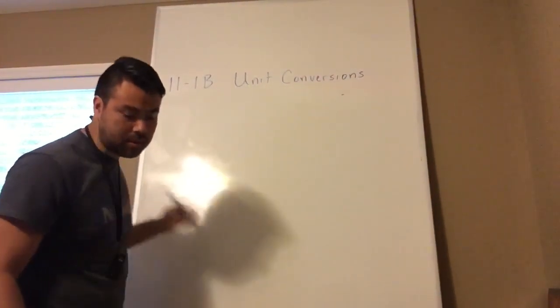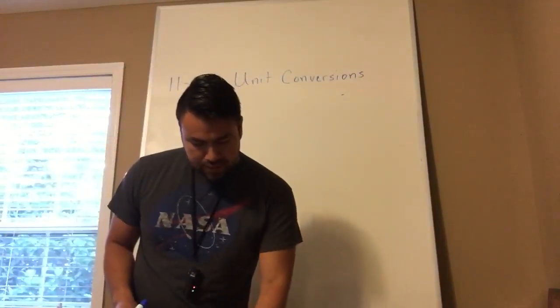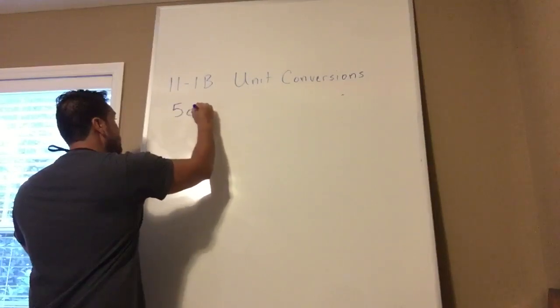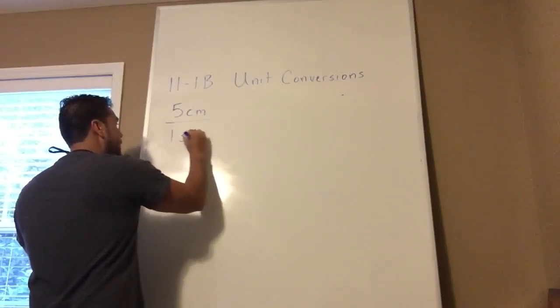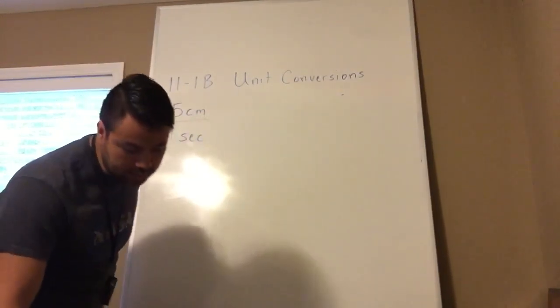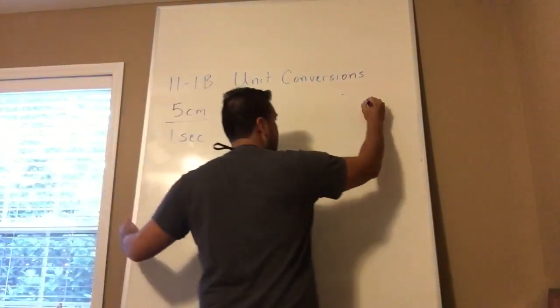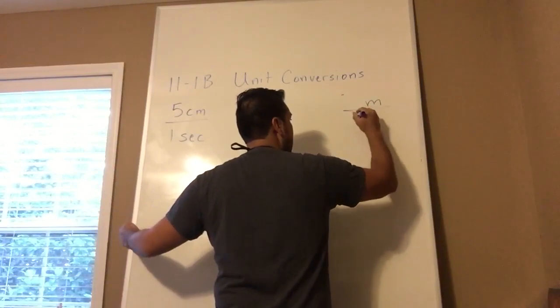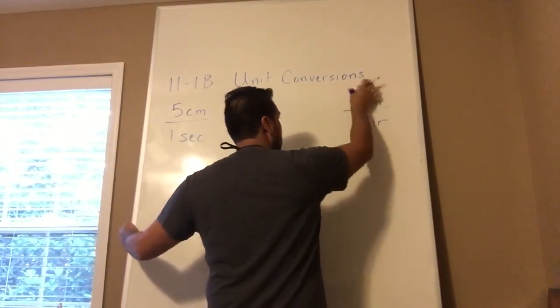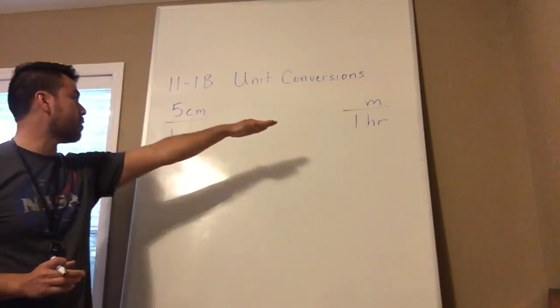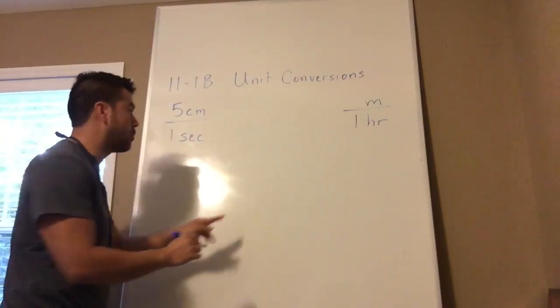All right, this time I'm going to convert 5 centimeters per second. So 5 centimeters per 1 second. And I'm going to end up converting that to meters per hour. I want to get meters per 1 hour. Okay, so I don't know how many meters, but I do know it's over 1 hour. All right, so I want to go from here to there. Okay, the facts that you need to know, I'll write down here.